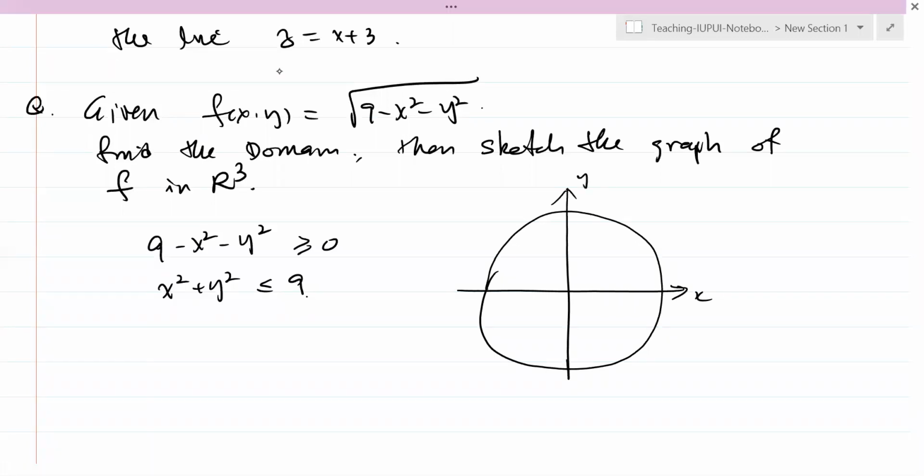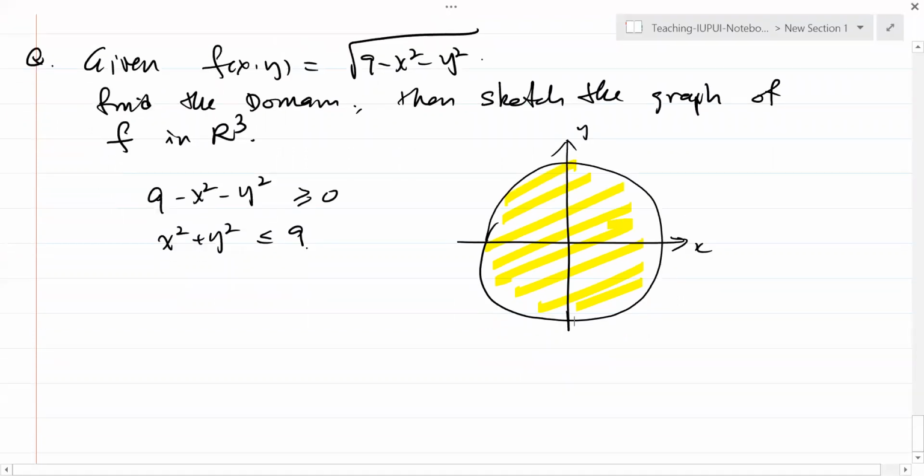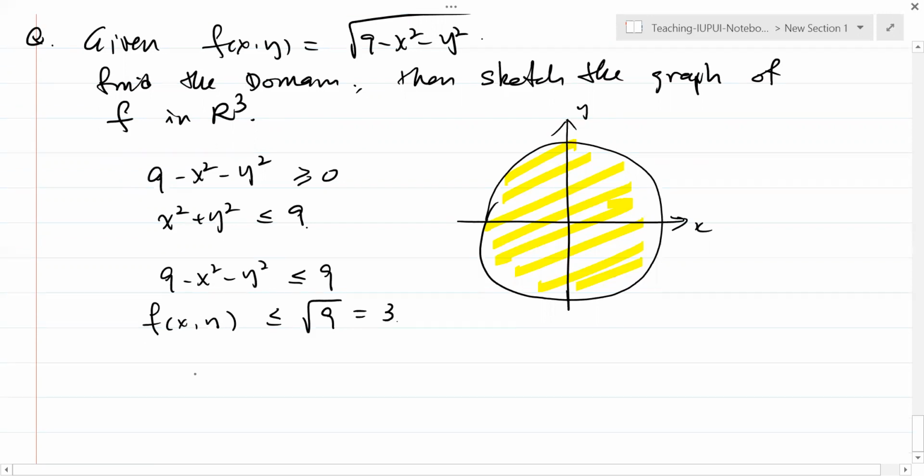So this is the domain. Now you can also try to find the range, because 9 minus x squared minus y squared is also less than or equal to 9. So the value of the function is less than or equal to the square root of 9, which is 3. So the domain is a circle, and the range is just going to be between 0 and 3.